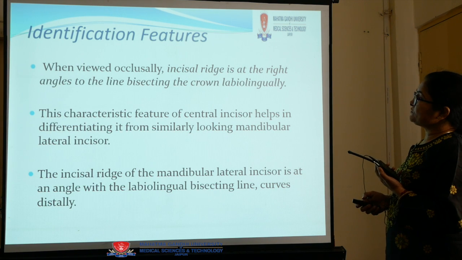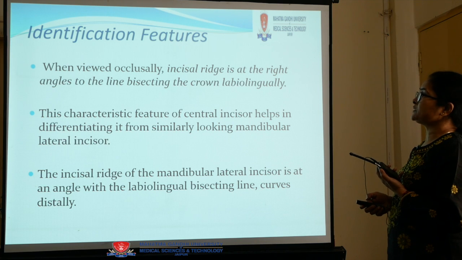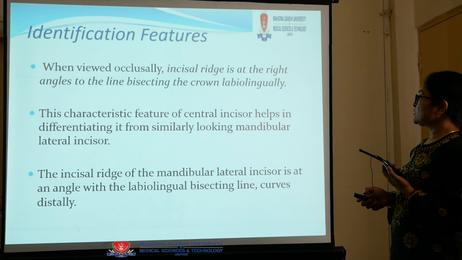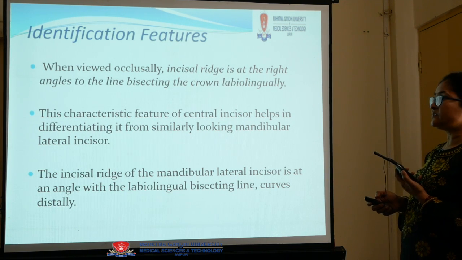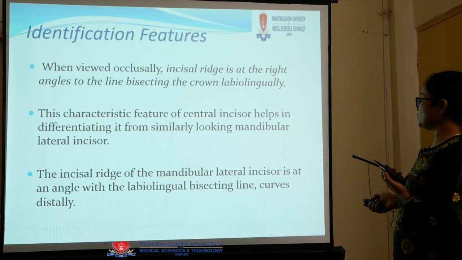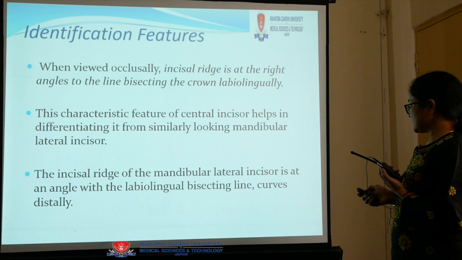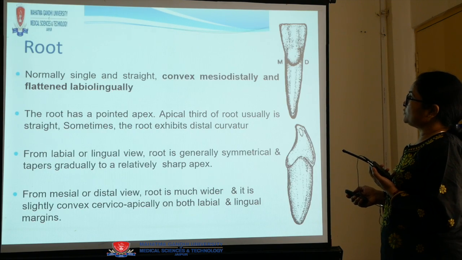The identification feature of this tooth: when we view the tooth occlusally, the incisal ridge is present at right angles to the line which bisects the crown labiolingually. This is the characteristic feature of the central incisor, and by this we can distinguish it from the similar looking mandibular lateral incisor. The incisal ridge of the mandibular lateral incisor is present at an angle with the labiolingual bisecting line and curves towards distal. It is not present at a right angle as in the mandibular central.